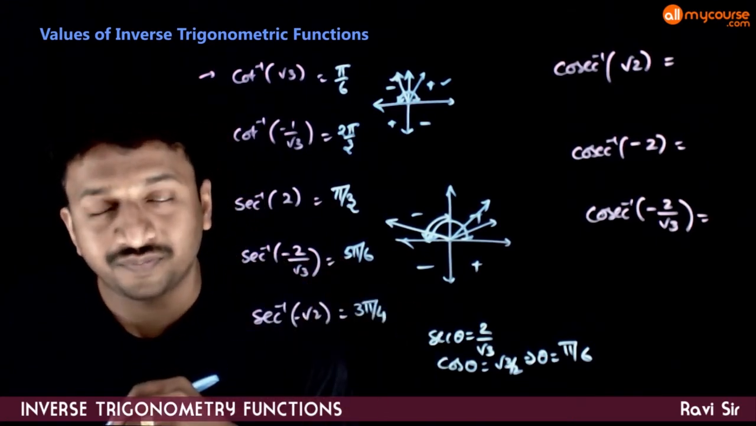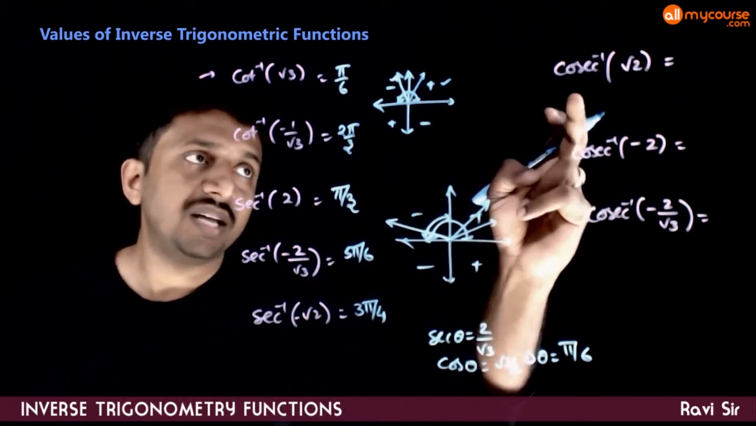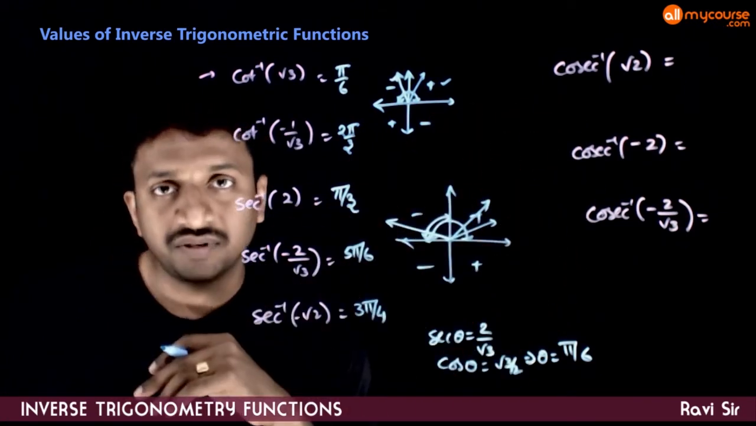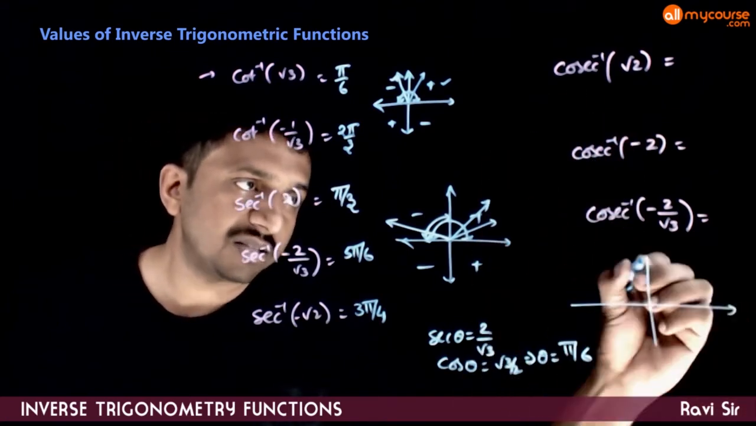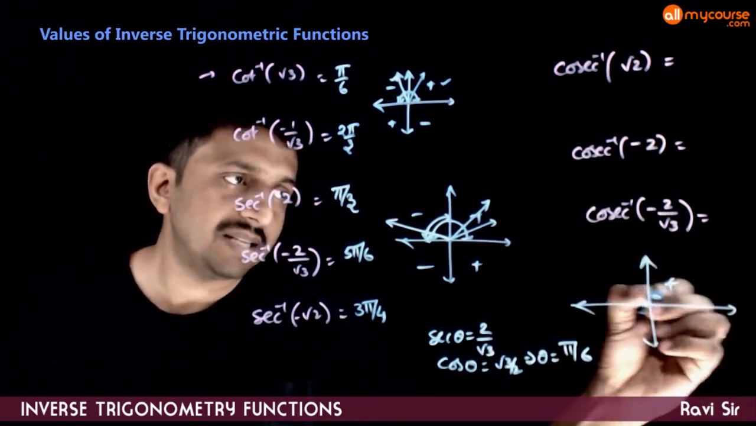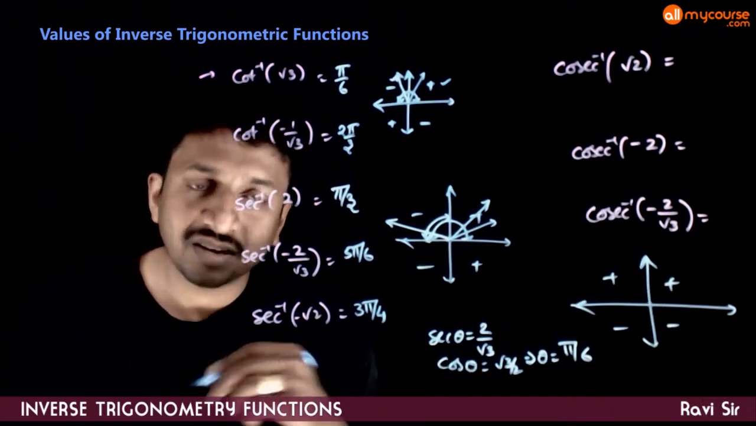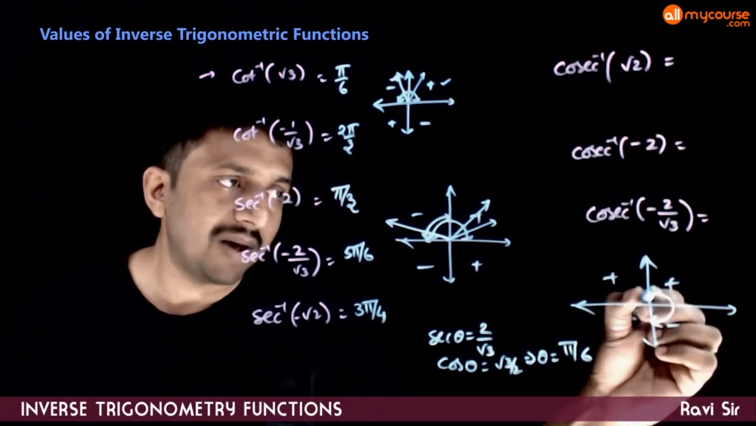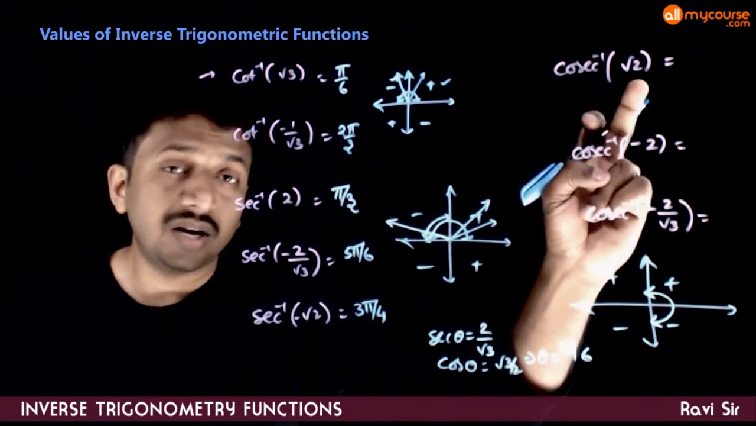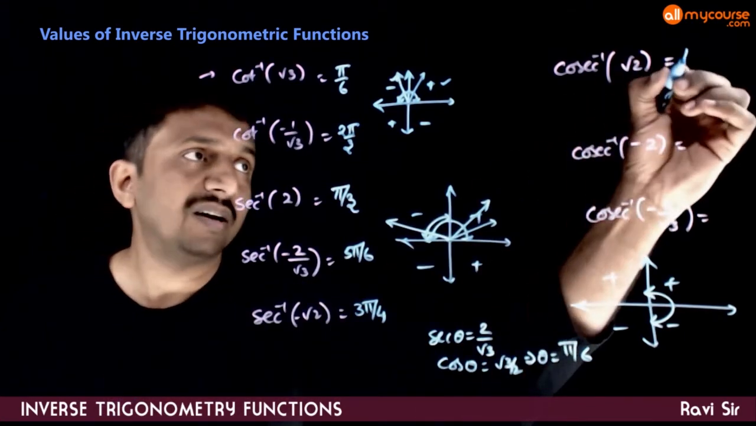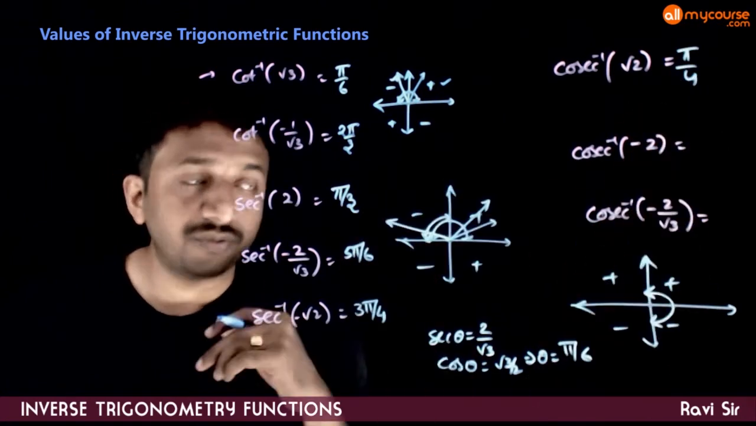Next, cosecant inverse. Same thing. What is the quadrant diagram for cosecant inverse? Plus, plus, minus, minus. And the range is minus pi by 2 to pi by 2, except 0. So what is cosecant inverse of root 2? First quadrant, pi by 4.